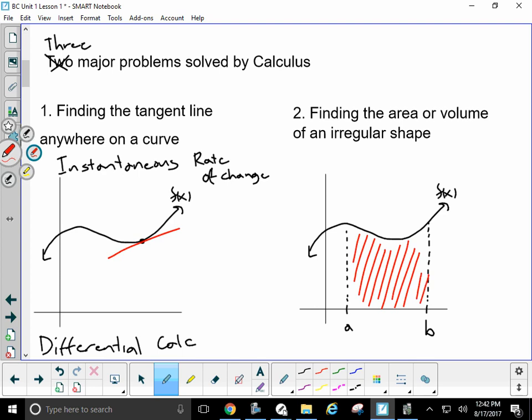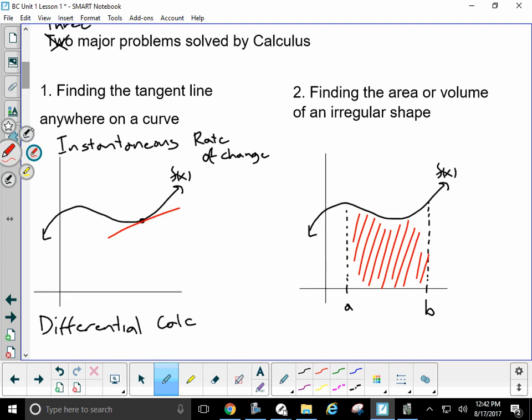There's no formula for the area of a circle, because that's not a circle. So in this situation, we'll be using calculus. This is integral calculus. We'll be doing that in the second third of class.